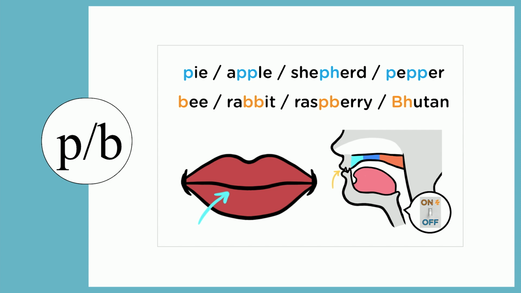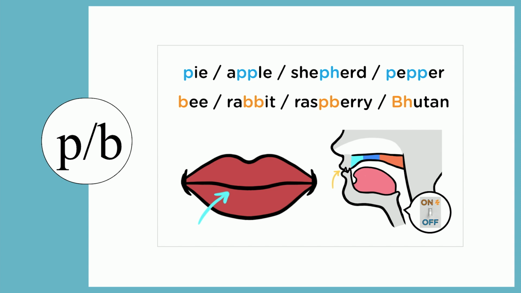So, Jay, can you do the honors? Can you read through the words with p in them? I can. I can say pie, apple, shepherd, and pepper. Magic. Now, what can you see that's different about the spelling of the sound p?